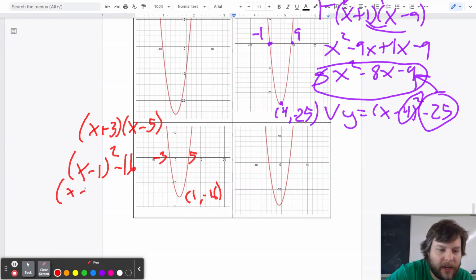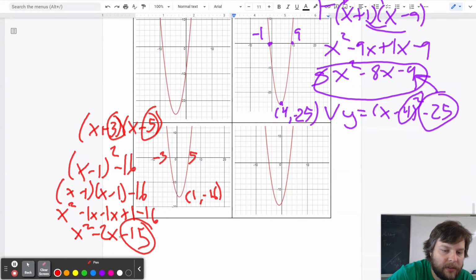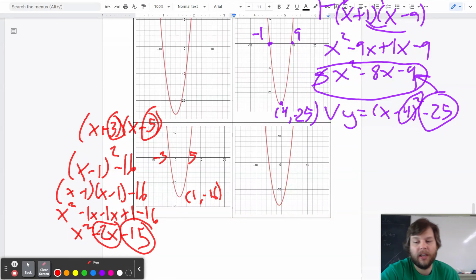And if I multiply out the vertex form, I get x squared minus 1x minus 1x plus 1 minus 16, which is x squared minus 2x minus 15. That agrees with 3 times negative 5, giving me negative 15, and it agrees with 3 plus negative 5, giving me negative 2. So please practice it.